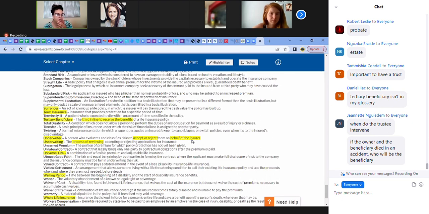Question: if the owner and the beneficiary died in an incident, who will be the beneficiary? They would need a secondary. If they had a secondary, it would be the secondary. The owner doesn't matter. The owner doesn't get any money on that if they're gone. And if they don't have a secondary, it goes to probate, and then the judge determines who gets it. That's how that one will go.